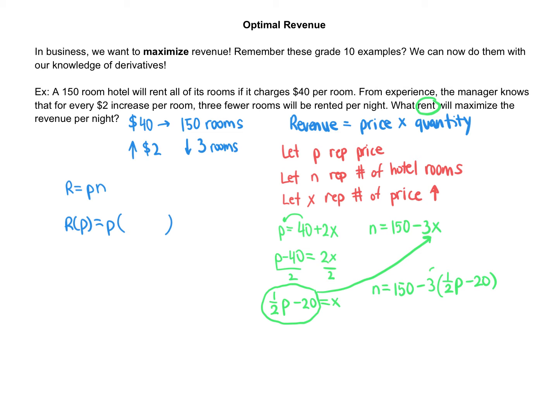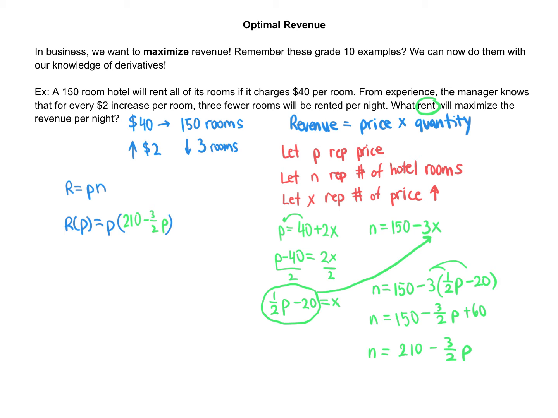So I'm going to just clean this up. I'm going to distribute that 3 in. So that's 3 over 2P and then plus 60. I'll just collect my like terms. And there we are. Now I have a nice expression about the number of hotel rooms in terms of the price. And I will go ahead and put that into my revenue equation. And now we have an equation for the revenue in terms of price, because the question did ask for what is the rent that will maximize that revenue.